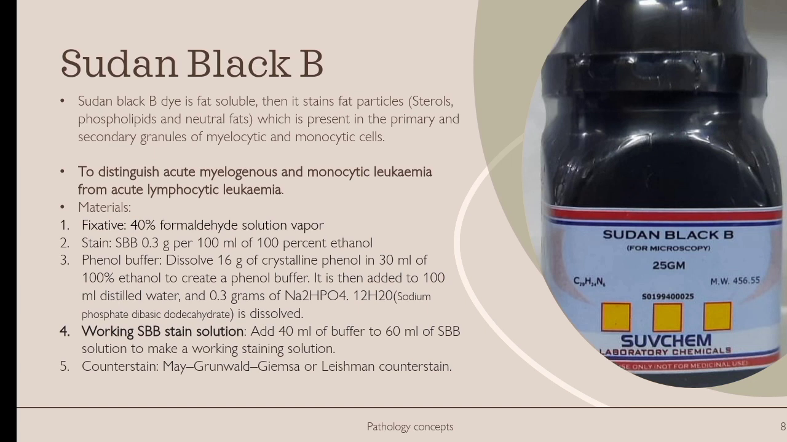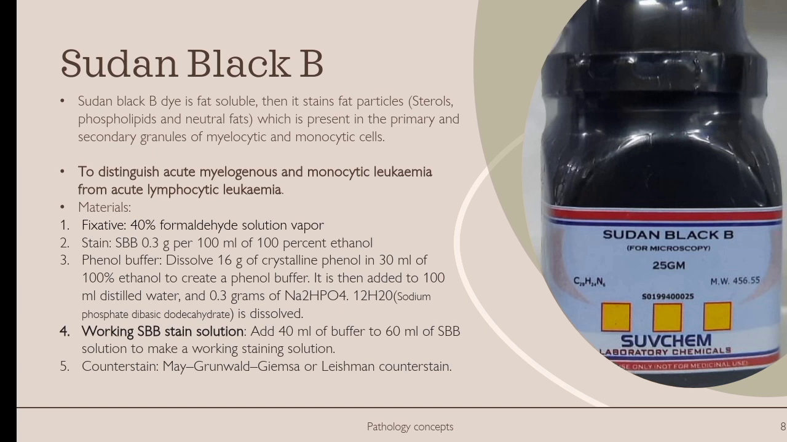Materials required for the stain: fixative, 40% formaldehyde vapor. SBB stain, 0.3 gram per 100 ml of 100% ethanol. Phenol buffer: dissolve 16 gram of crystalline phenol in 30 ml of 100% ethanol to create the phenol buffer. It is then added to 100 ml distilled water, and 0.3 grams of sodium phosphate dibasic dodecahydrate is dissolved.